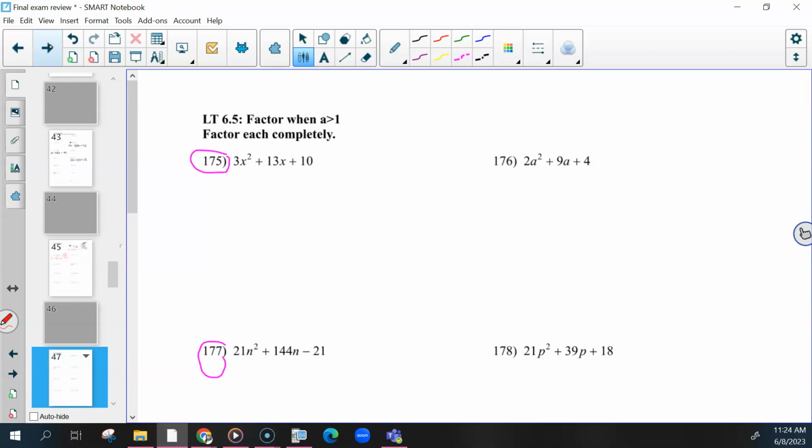Last section of factoring. Which of those do you want to see, go over, or have questions about? Can we do 178? That is very, very hard. Okay.